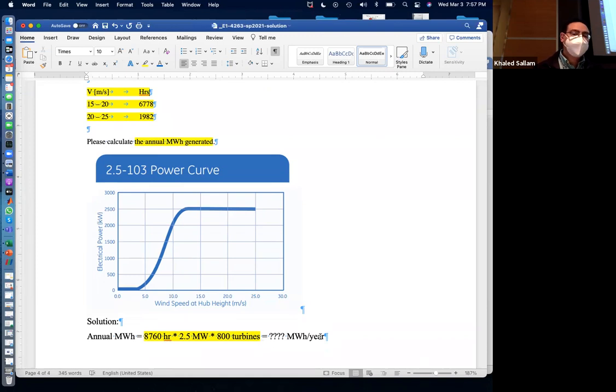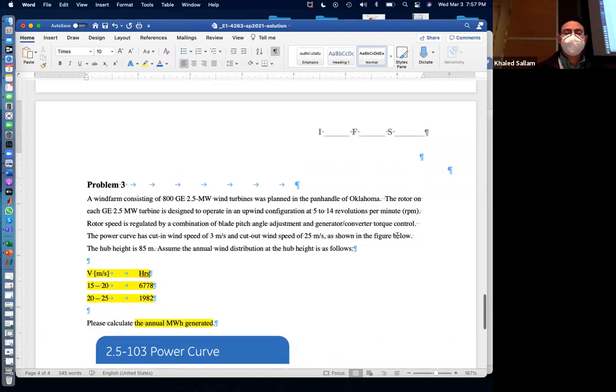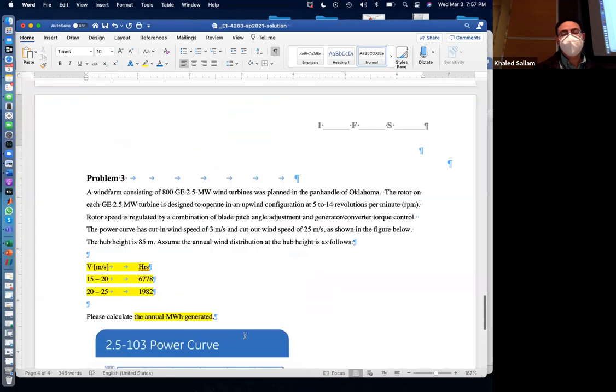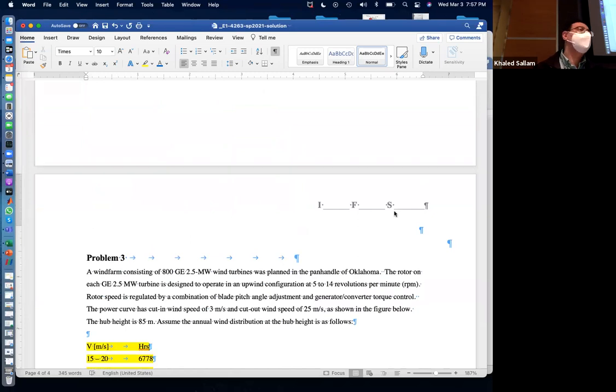Questions? Unfortunately, this also needs you to write what's given and what's required. Then you write the equation, which is basically the energy is the power multiplied by the time multiplied by the number of turbines. And if you get the number right, you get the other 4 points. So that should have been an easy exam, right? Questions?